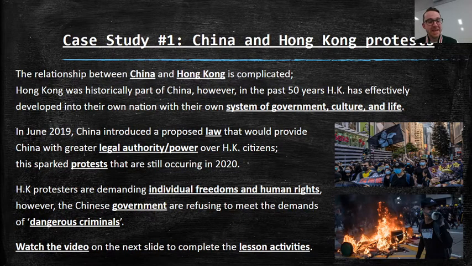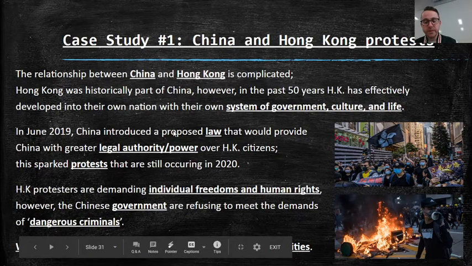July 2020. Hong Kong protesters are demanding individual freedoms and human rights, which are features of a democracy. However, the Chinese government are refusing to meet the demands of dangerous criminals. And that's one thing you'll see in both China and in America. When people start demanding individual freedoms and human rights, when people start protesting, they are often labeled as dangerous because they're upsetting the national government. They're upsetting the system of government. They're upsetting power. Therefore, if you're not helping the government, you're an enemy. You're not an ally, you're dangerous, and you must be a criminal. If they are actually criminals, if they're actually dangerous, I'll let you guys decide when you watch the video on the next slide to complete our lesson activities.